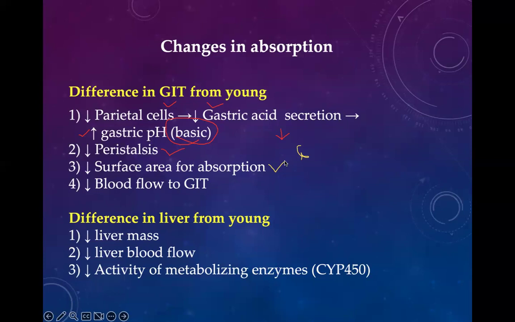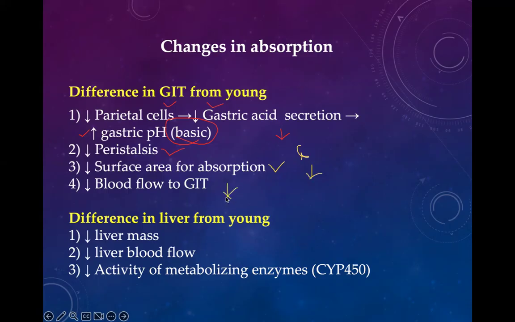And in the elder, due to atrophy of the intestinal mucosa and the decrease in the number of villi, the absorption of the drug gets decreased. And decrease in the blood flow to the GIT.